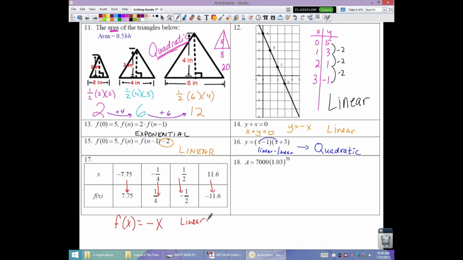And 18, since we have a 20 in the exponent, there isn't an x value at all, but I'm kind of treating this as if we are substituting 20 for x here. This one looks exponential to me.